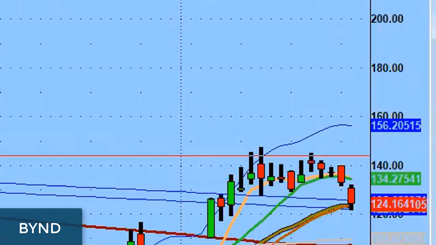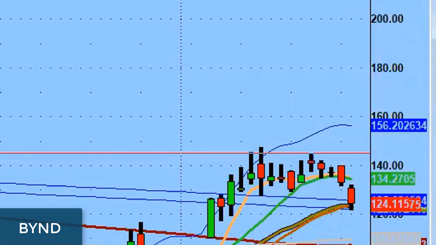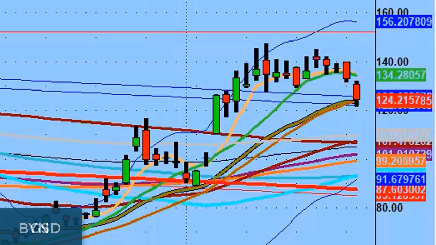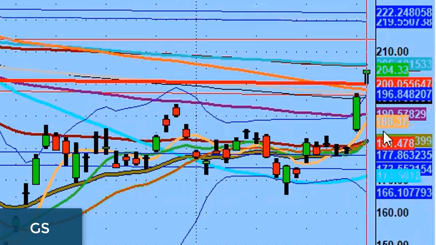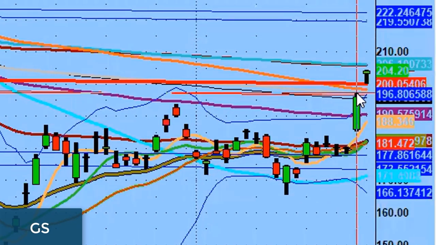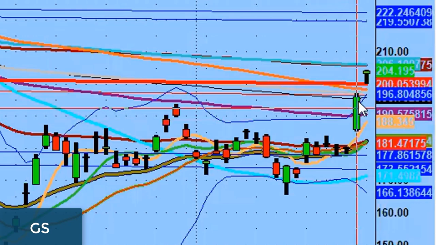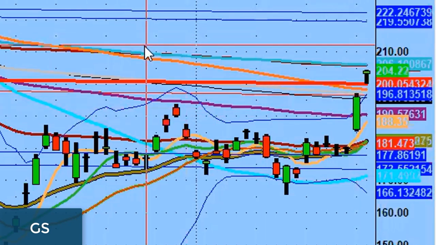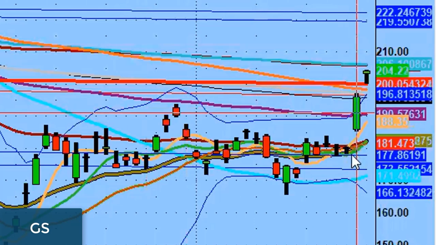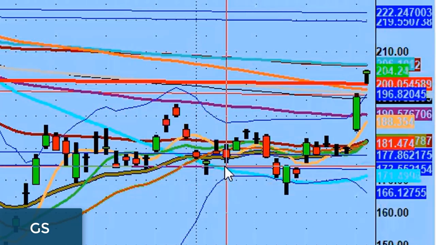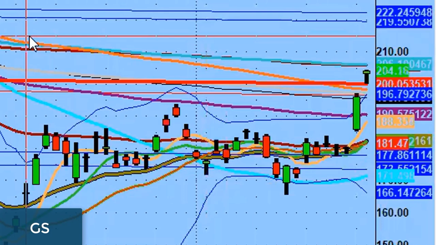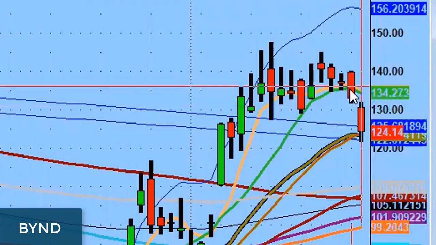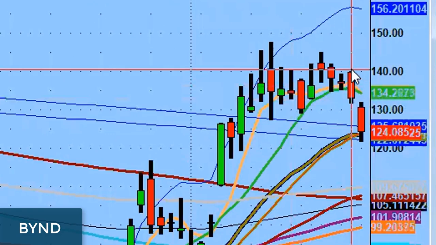Let's pretend you took a long on Goldman Sachs, okay? Even Goldman Sachs had a big range. But the point is, if you're going long, you're using the previous day's low as your stop. And if you're going short, you're using the previous day's high.